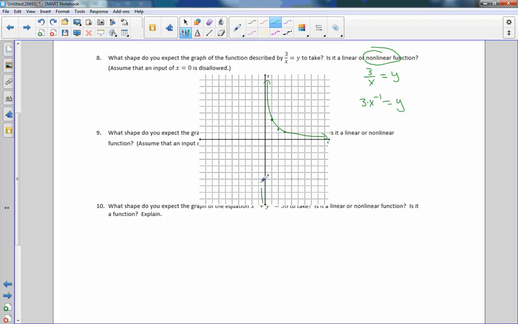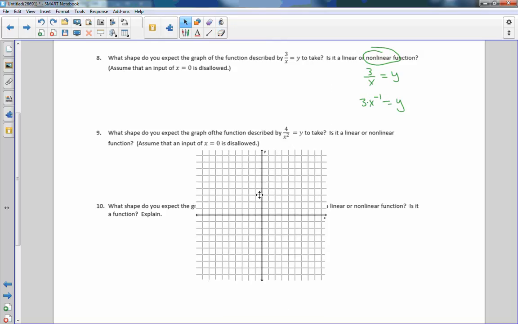Okay, to save time, I'm just going to come over here. It's going to do the same over here. It's kind of mirrored, and that's what it looks like. That is called a rational function. So it is definitely not a line. Assume that an input of x equals 0 is disallowed. I mentioned that. You can't divide by 0, so that's why there's no value for 0.